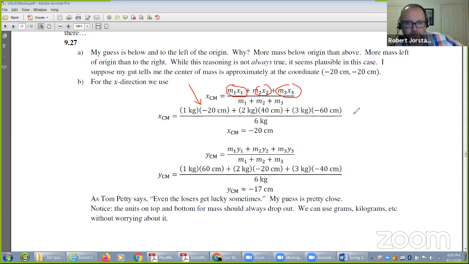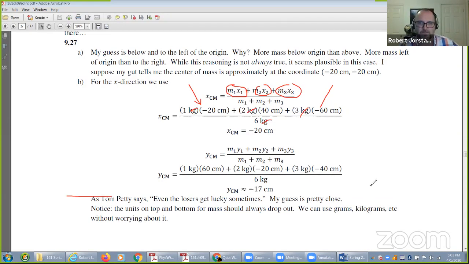Have your book in front of you while you're looking at the solution. Notice there's a couple of minus signs right here and right here. And notice the kilograms are going to drop out because every term in the numerator has kilograms. It drops out. Ignoring sig figs, we get this.